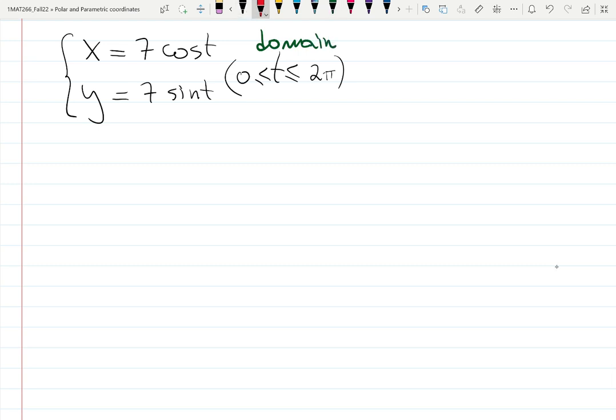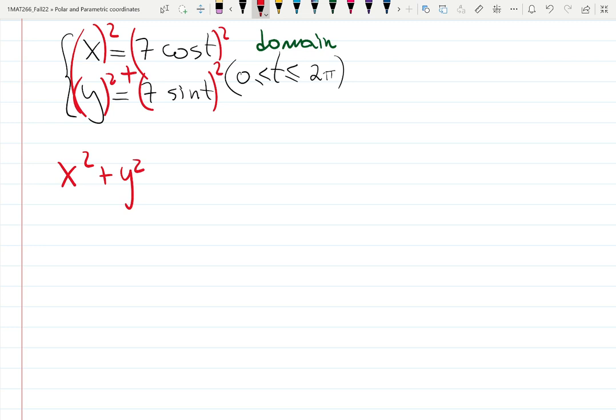The idea is you square the left-hand side, not like that. Of course, you do each separately, but that's just the visual effect of it. This is how you do it, and add the result. So x squared plus y squared is the left-hand side squared and added together, equals 7 cosine t squared plus 7 sine t squared.